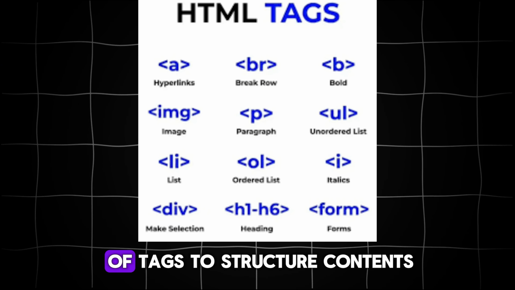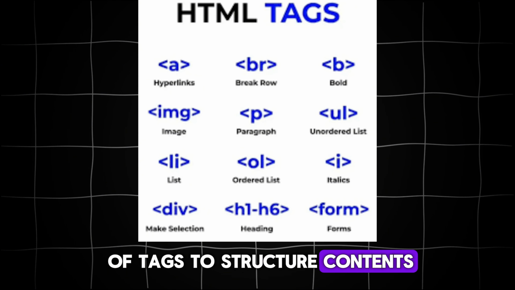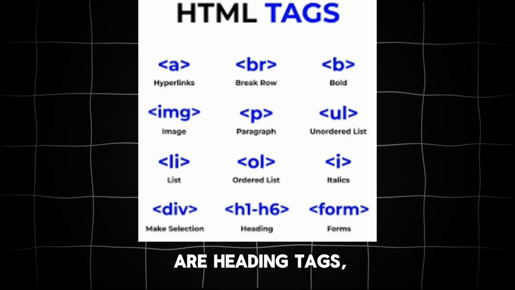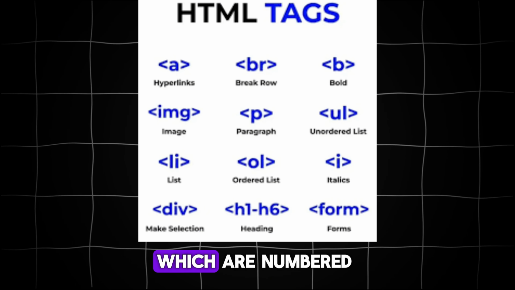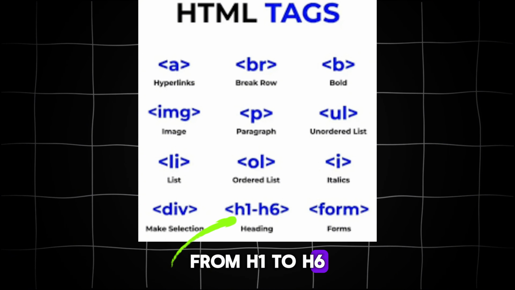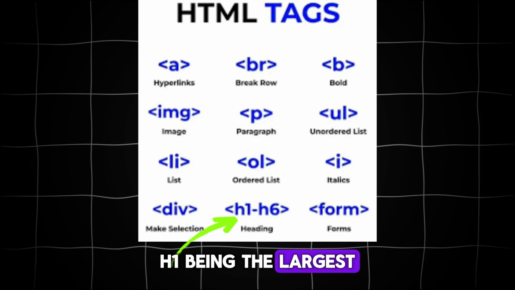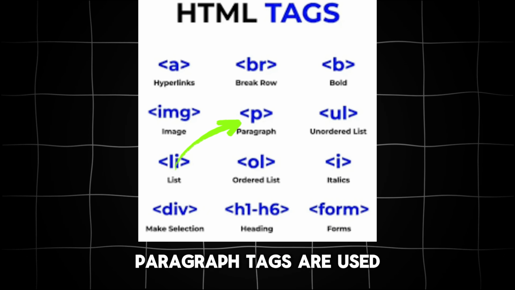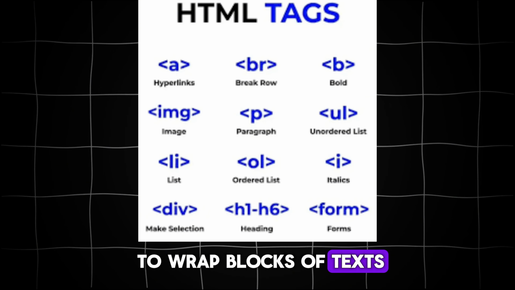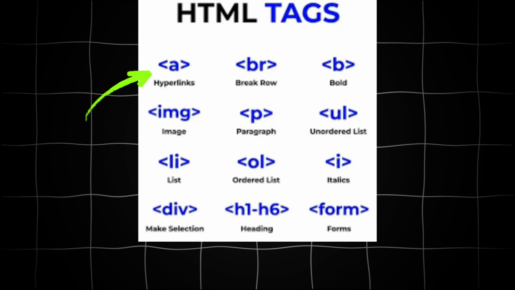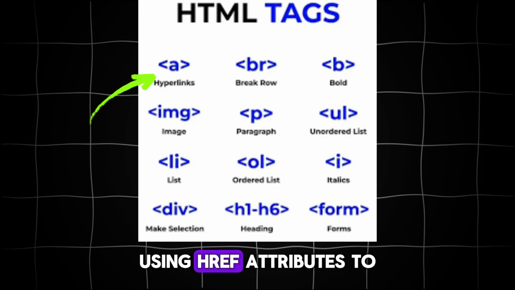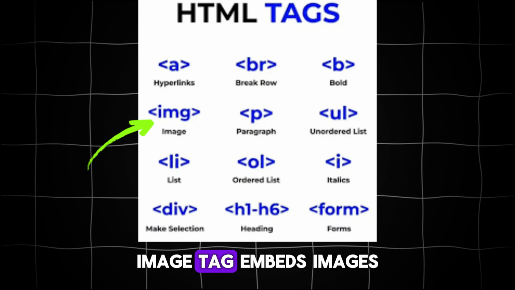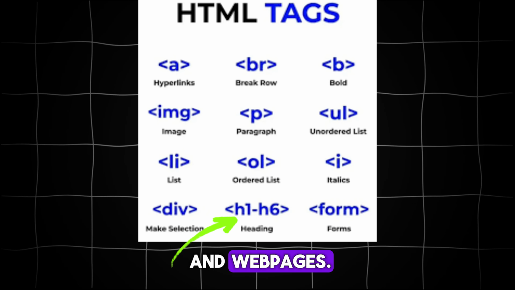HTML has a variety of tags to structure content. Some commonly used tags are heading tags, which are numbered from H1 to H6, H1 being the largest and H6 the least. Paragraph tags are used to wrap blocks of text. The link tag creates hyperlinks using href attributes to define the URL. The image tag embeds images in the web pages.